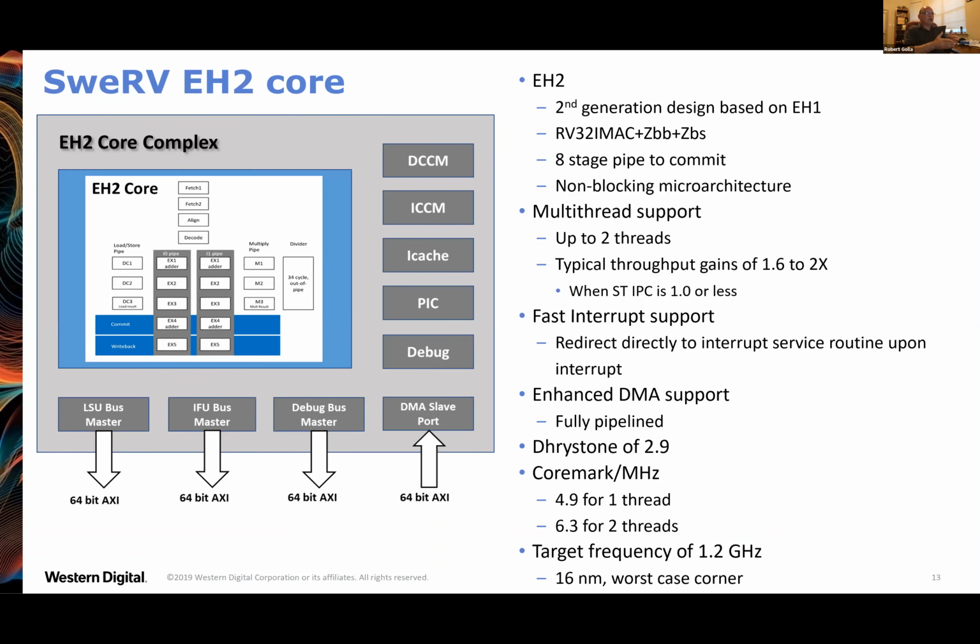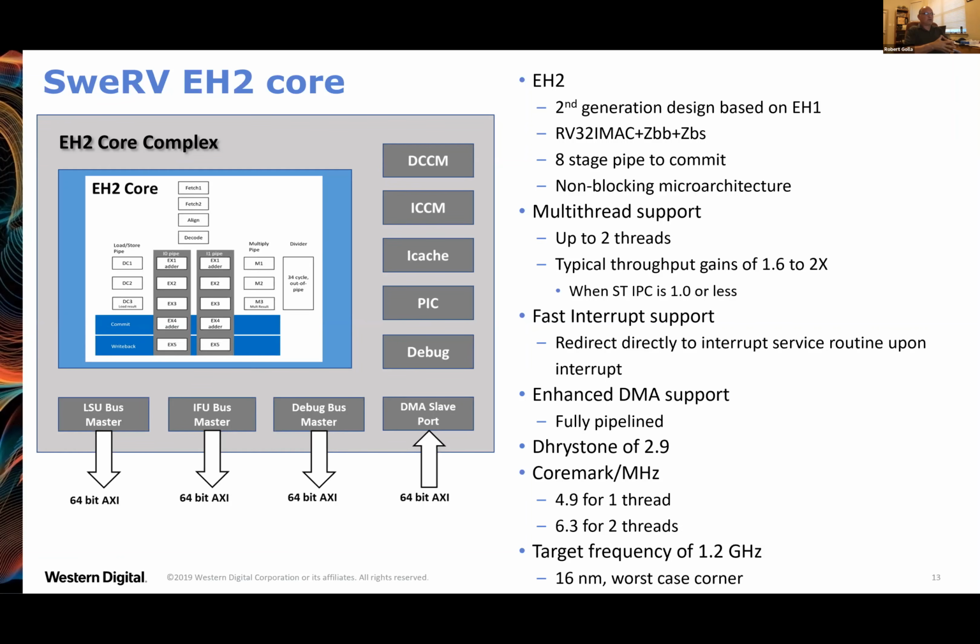The one thing that will limit this is the load store pipe, because once you exceed 100% utilization of load store pipe, you can't scale anymore. So that's typically what you see in high IPC workloads. So if you start out with a single thread of 1.5, you're not going to have much more room to get throughput gains. Same fast interrupt support, same enhanced DMA support.